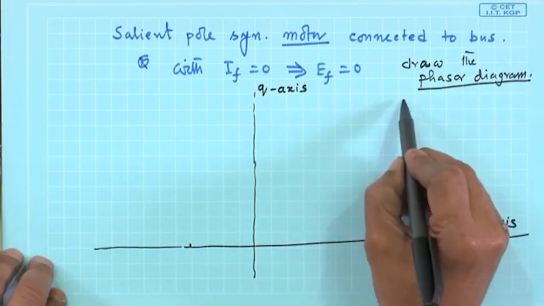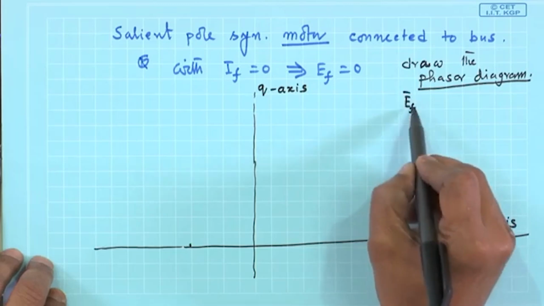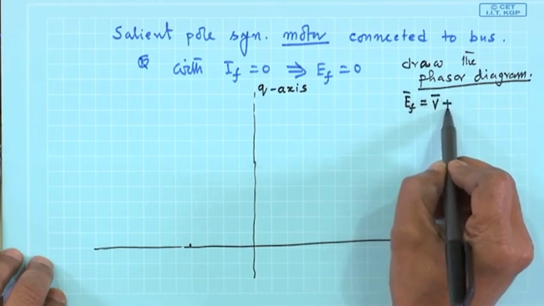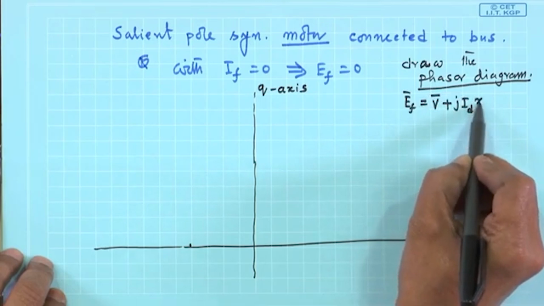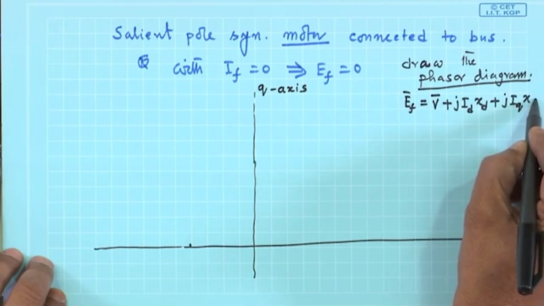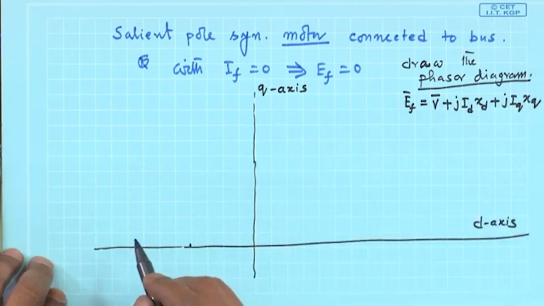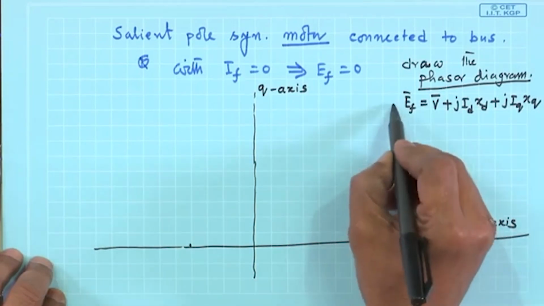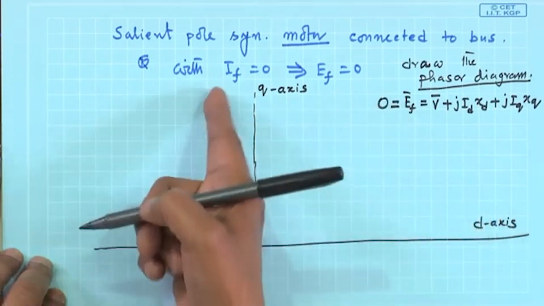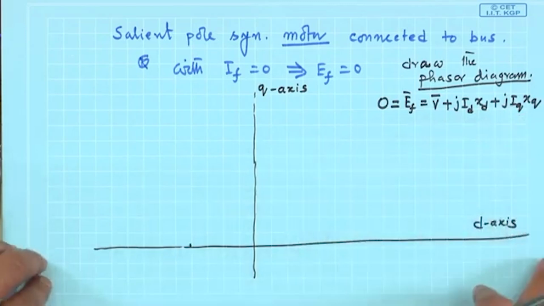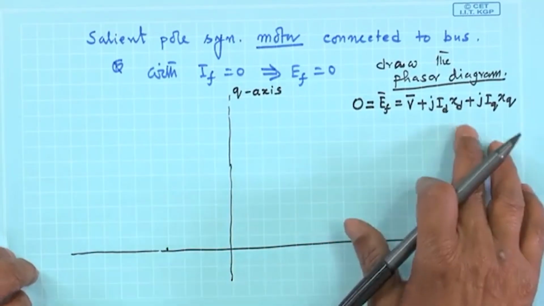In case of motor, I told you it is always better to use this formula, because then you have additions: V plus jIdXd plus jIqXq. This is the thing we will be using, because then addition rules will be applied. But in this case Ef equal to 0, because If equal to 0. So V plus jIdXd plus jIqXq must add up to 0.